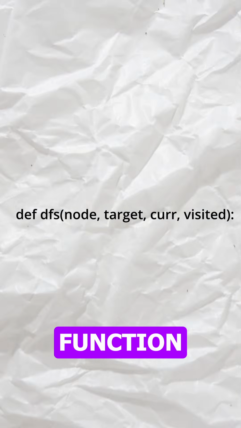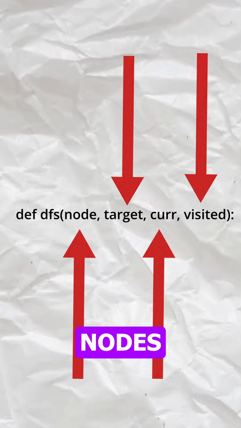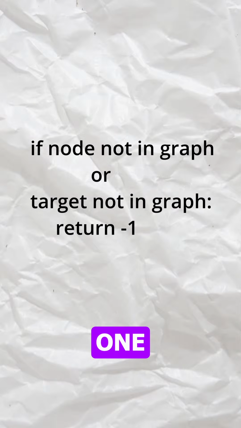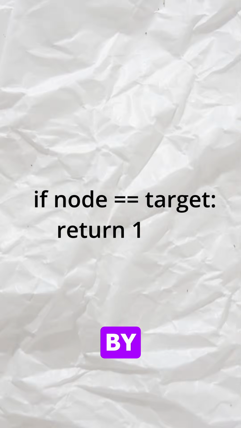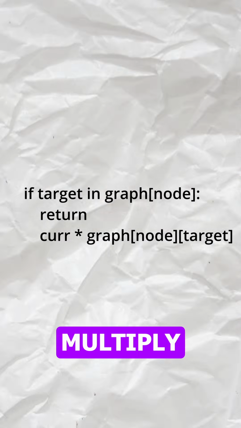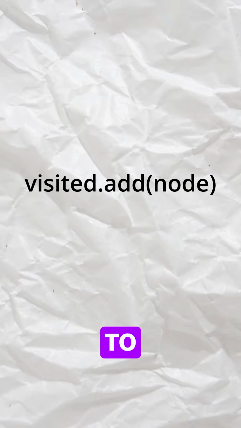Next, make the DFS function, which takes the current node, a target, the current accumulation, and a set of visited nodes. First, we check if the node is present in the graph. If not, return -1. Next, we check if the node divides by itself. Then we return 1. Next, if we immediately find the target, multiply the cur variable with the graph node at the current target. Next, add the node to the visited set.